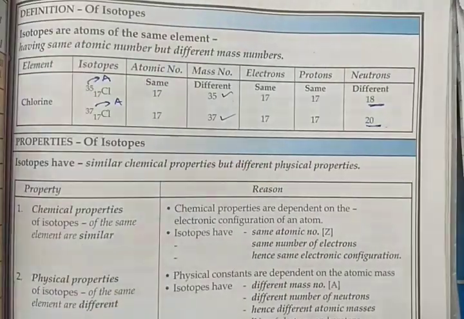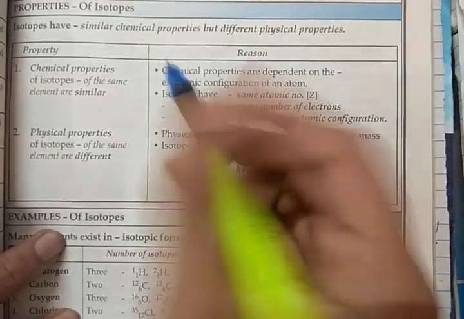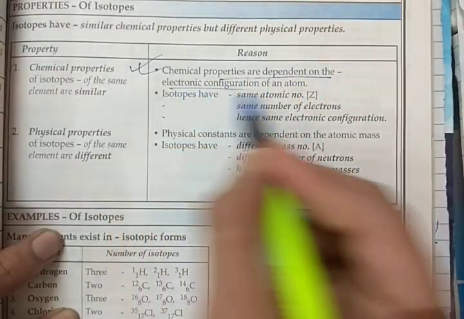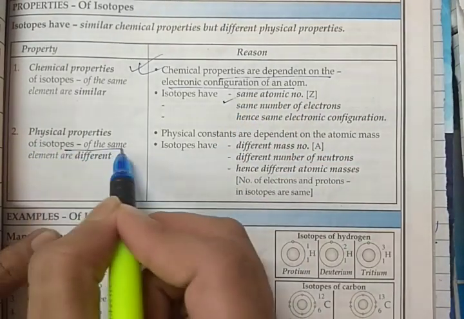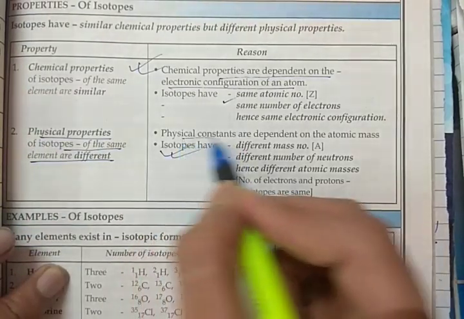So they will have the same chemical properties. Why? Chemical properties are dependent on electronic configuration. Isotopes have the same chemical properties but different physical properties, because physical properties are dependent on atomic mass.